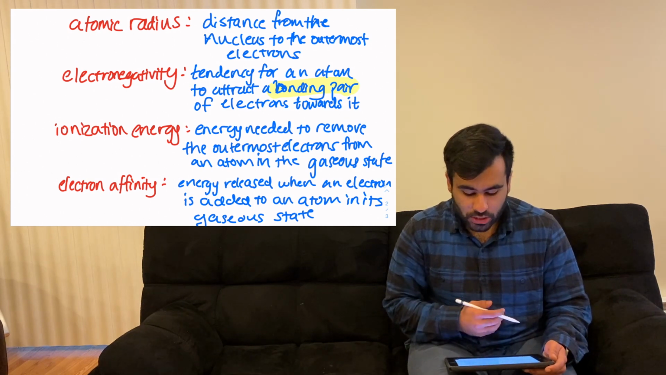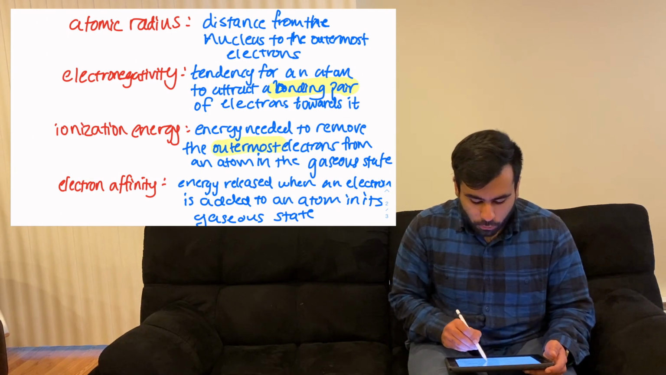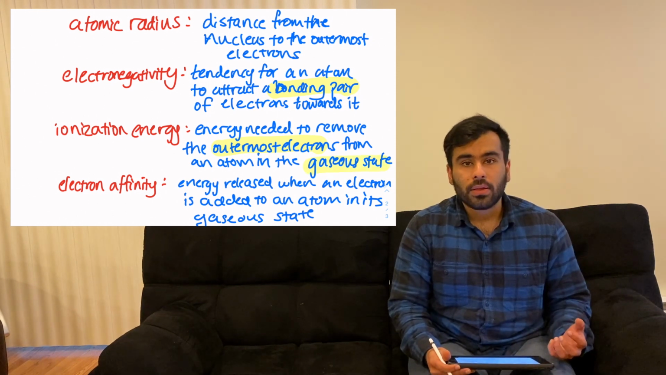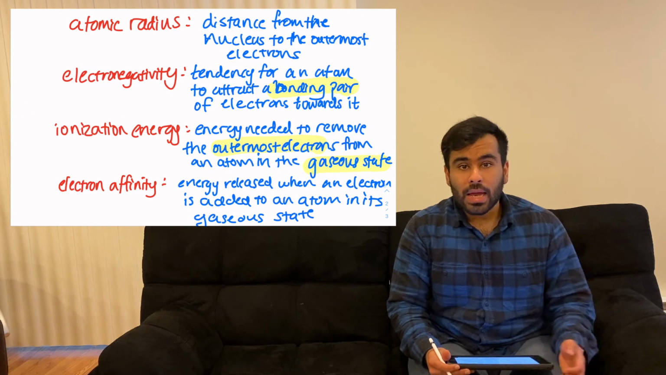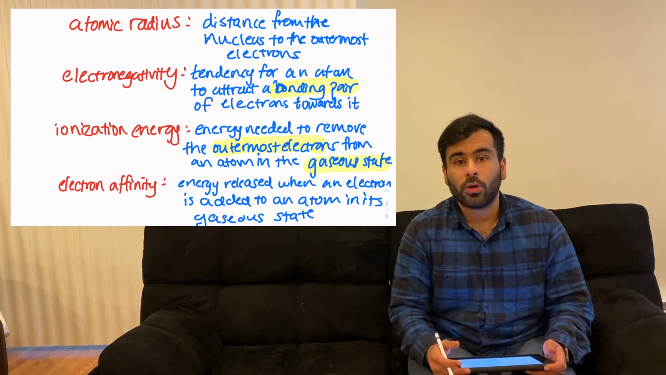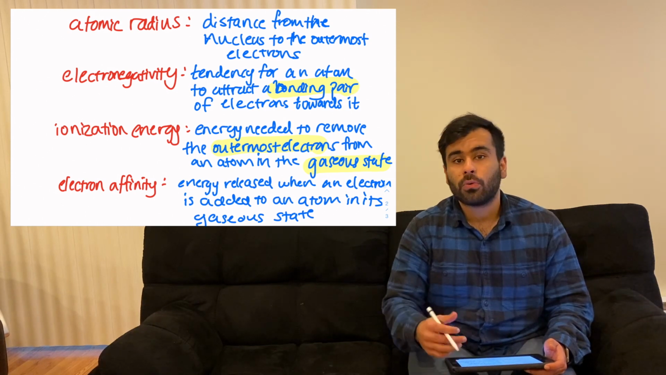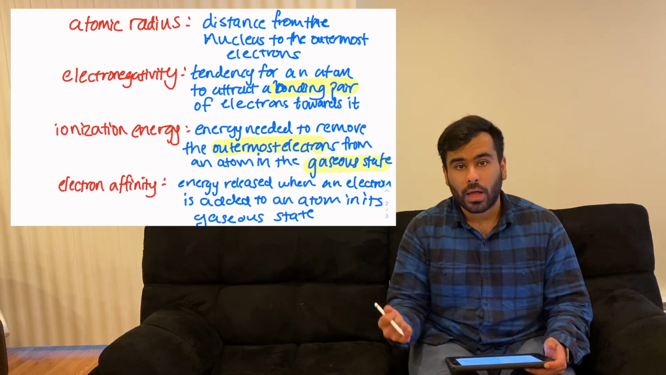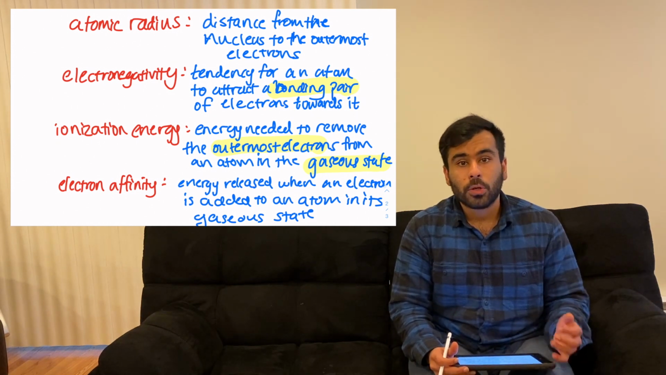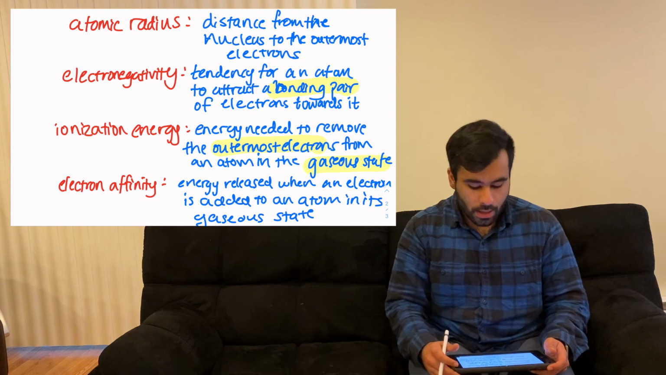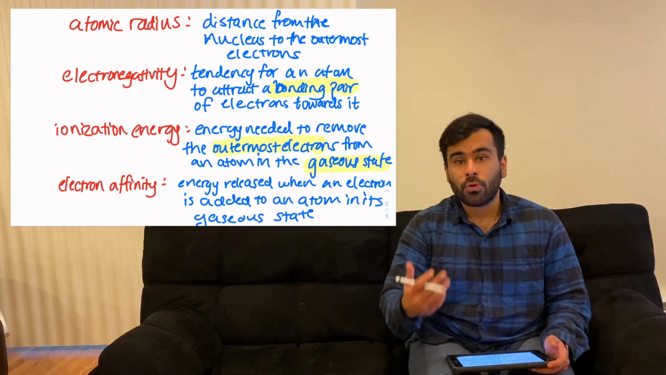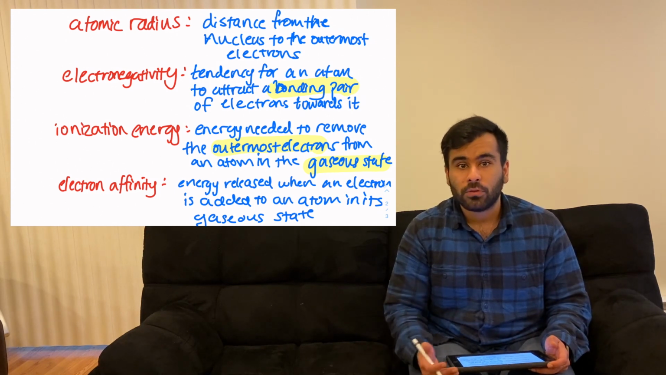Now, for ionization energy, it's the energy needed to remove the outermost electrons from an atom in the gaseous state. How it's related to effective nuclear charge is that atoms with higher effective nuclear charge are going to have higher ionization energies, because it's such a strong pulling force from the nucleus. So to remove those electrons, it's going to require more energy, and that's why ionization energy increases with atoms that have higher effective nuclear charge.